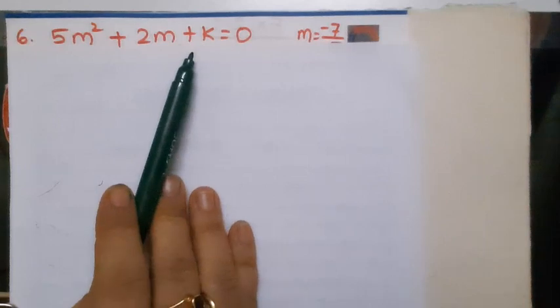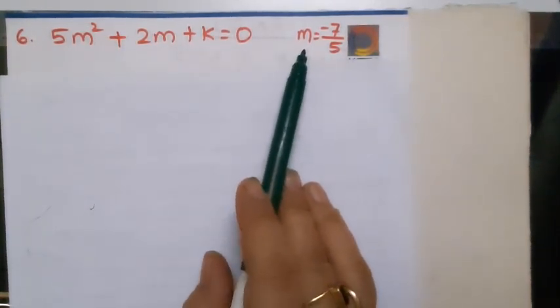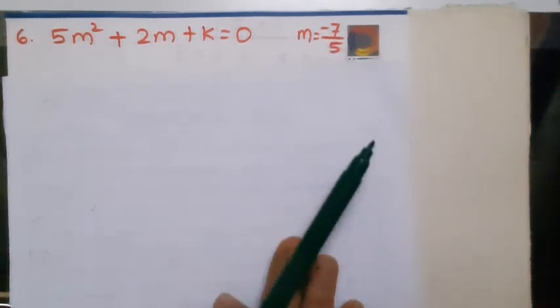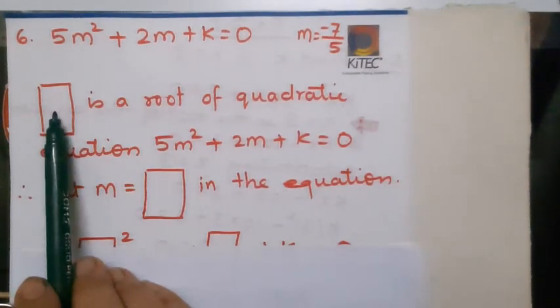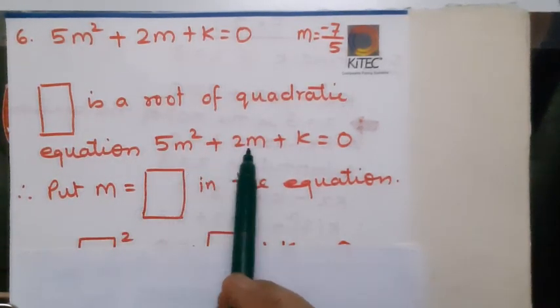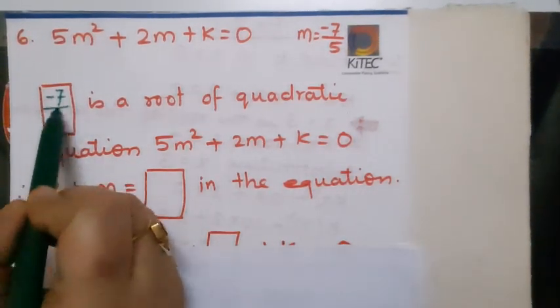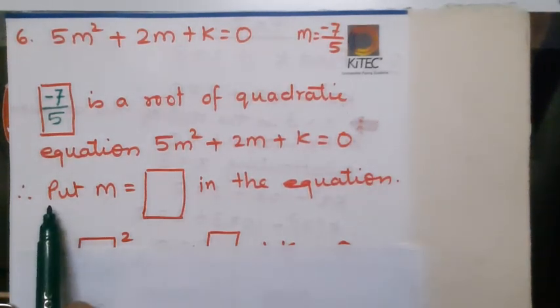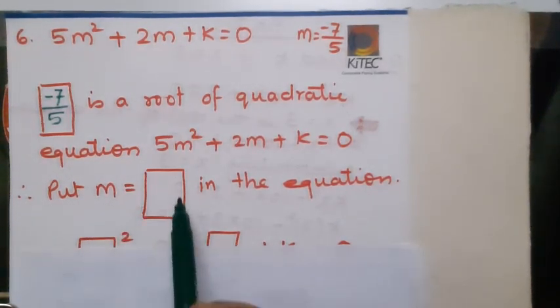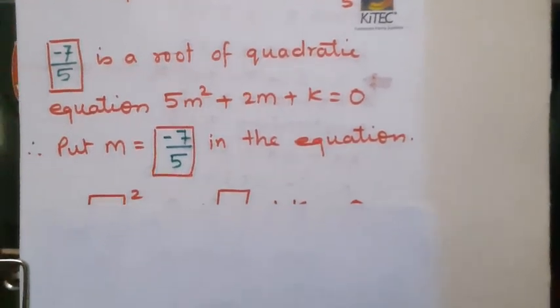So let's see. Here the equation is 5m square plus 2m plus k is equal to 0 and one of the values of m is minus 7 upon 5. So let's see the activity. Dash is a root of the quadratic equation 5m square plus 2m plus k is equal to 0. So what is it? Minus 7 upon 5. Therefore, put m is equal to, now what value of m we will put? Minus 7 upon 5 in the equation.